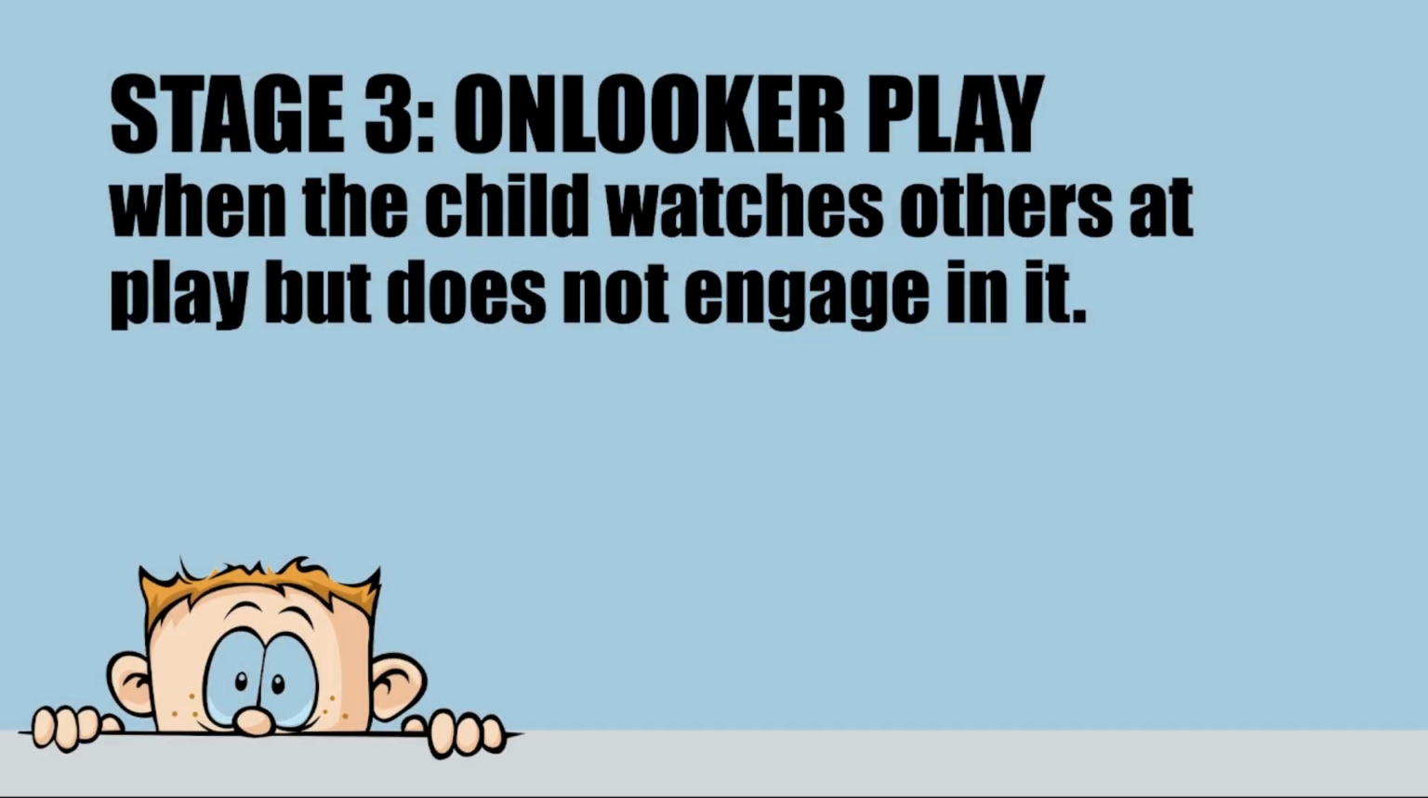Next stage is onlooker play. This is when children watch others play without directly joining in. They might observe how a sibling or another child interacts with toys or games, learning through observation. As your child's play skills develop, they will progress to onlooker play at around 2.5 years of age.